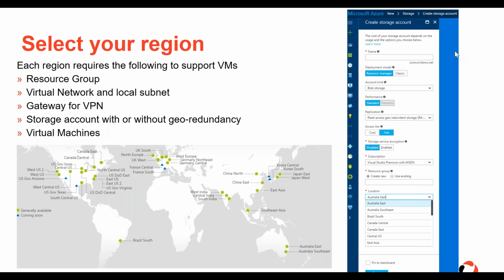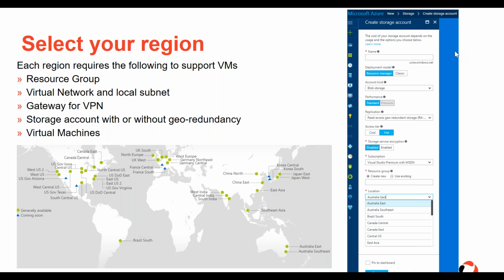Now, the reason I put this slide in is that you do need to select your region before you deploy resources into Microsoft Azure, because each region requires the following to support infrastructure. You would need to create what's called a resource group within each region, your virtual networks and local subnets, so that's your traditional switching for those who are more familiar with on-premises servers, your VPN gateways, your storage and your compute, so your virtual machines, all need to be specified in a specific region. And you can see on the right-hand side of that slide that when you create a storage account, one of the key questions they ask is what region, so what location you wish to choose.